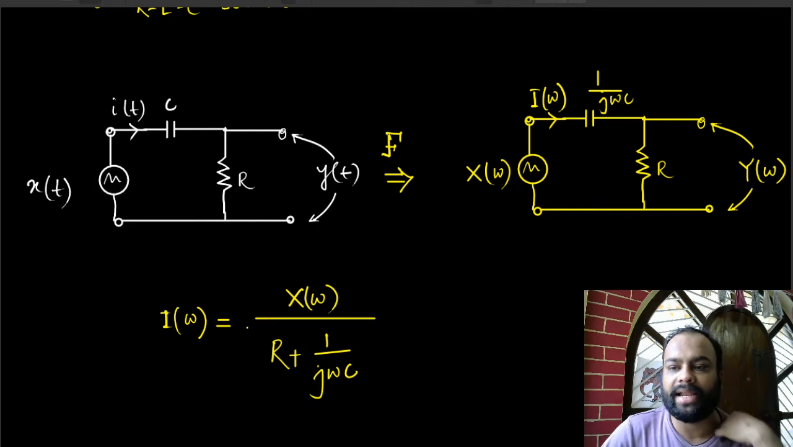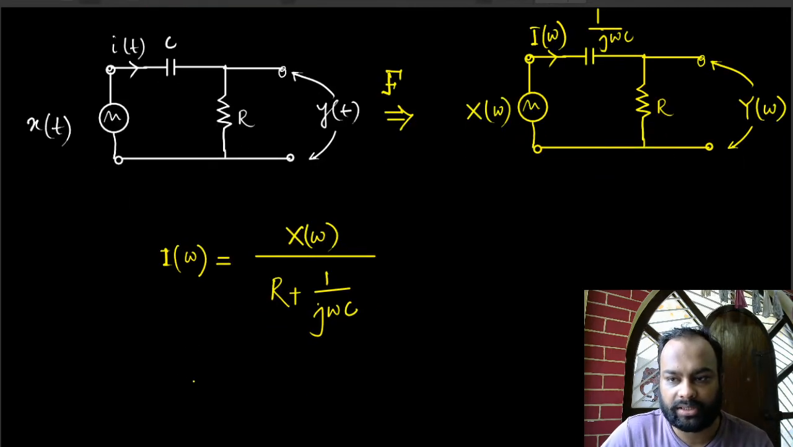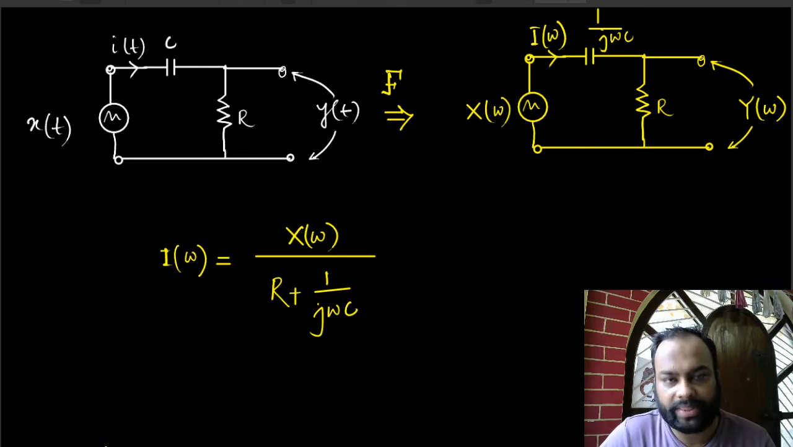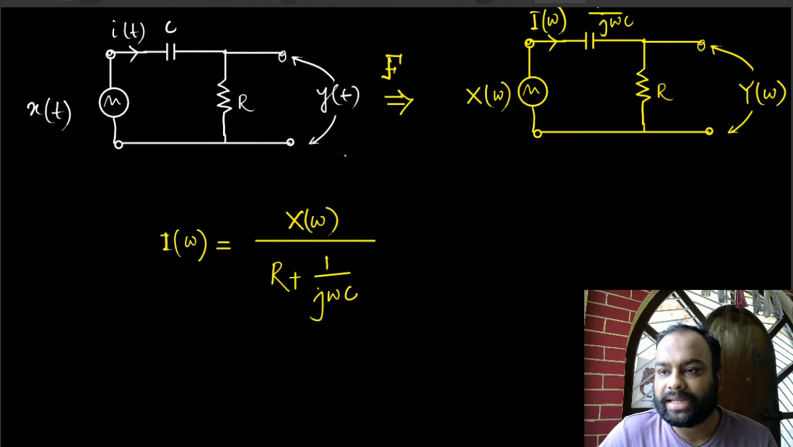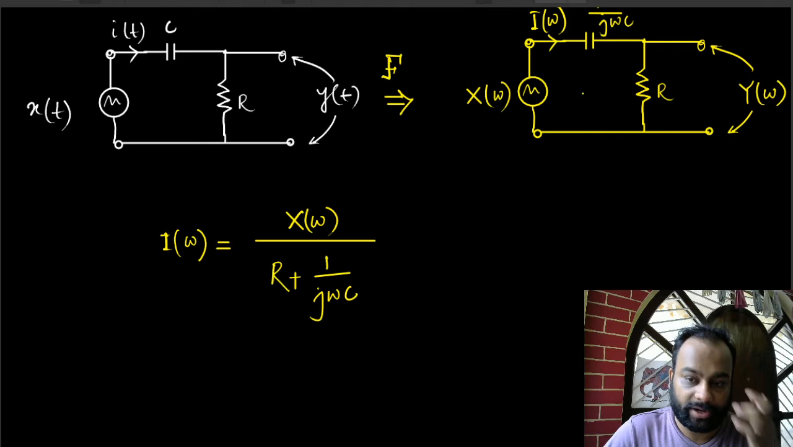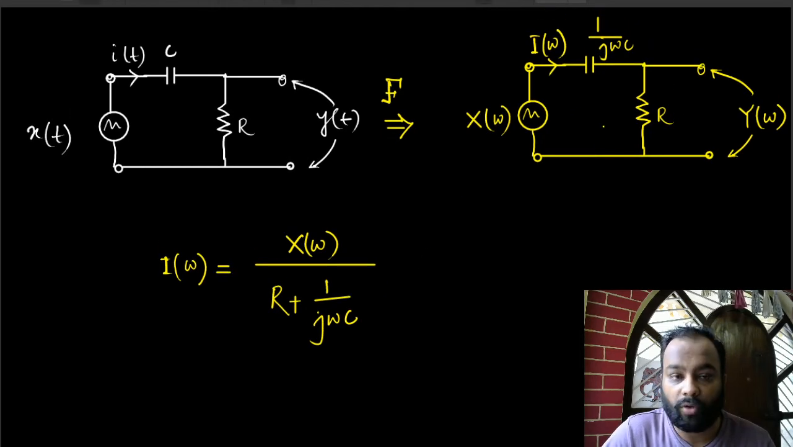So that's the current that is flowing through the circuit, again after application of the Fourier transform. So there is no problem with that. With that said, what is the voltage that appears across the resistor? Can anybody tell me? Of course, if this is the current, then the voltage that appears across the resistor will be just R into I.